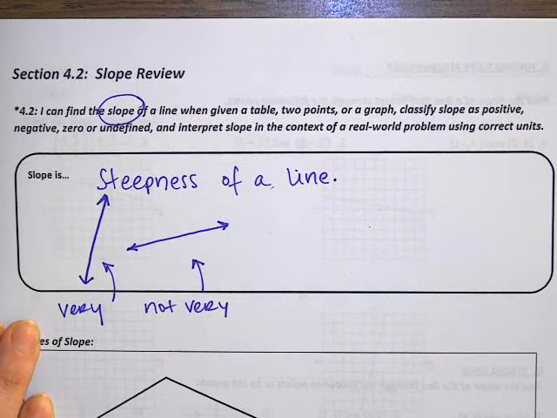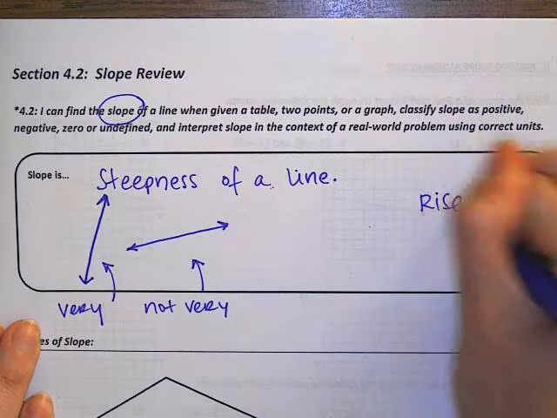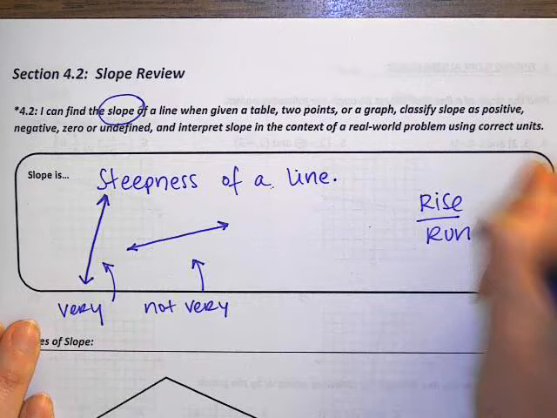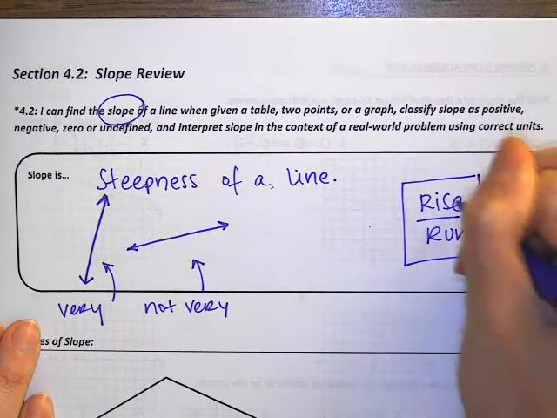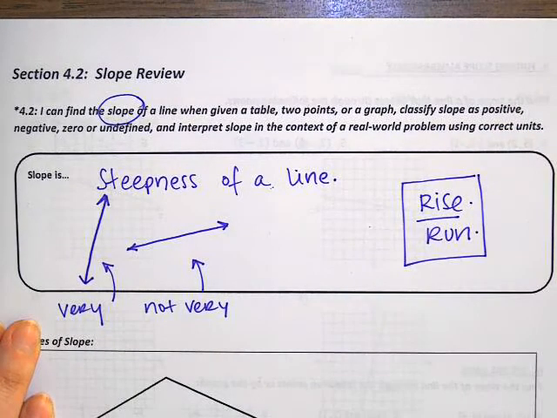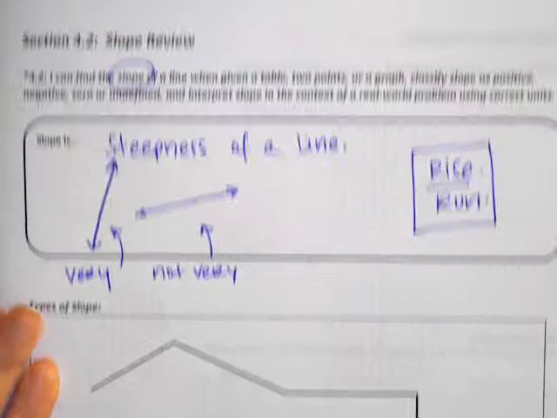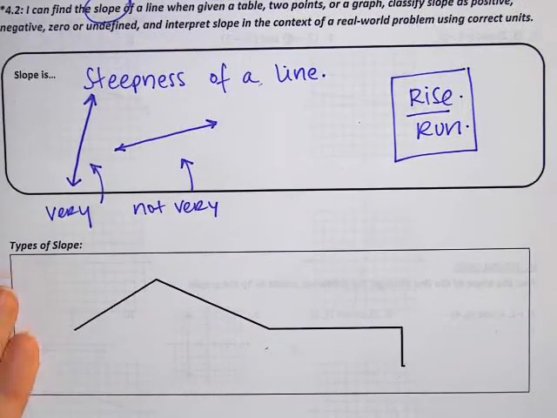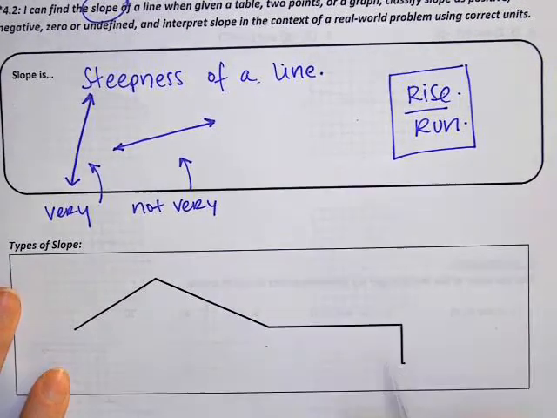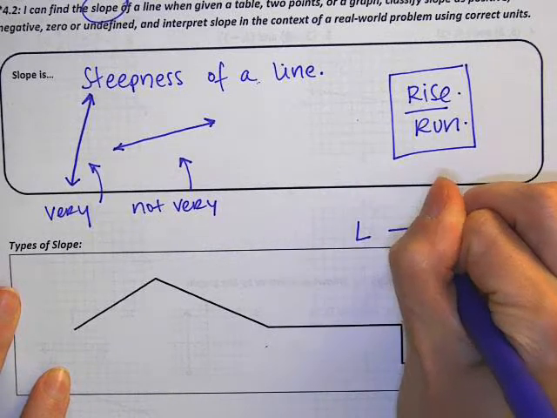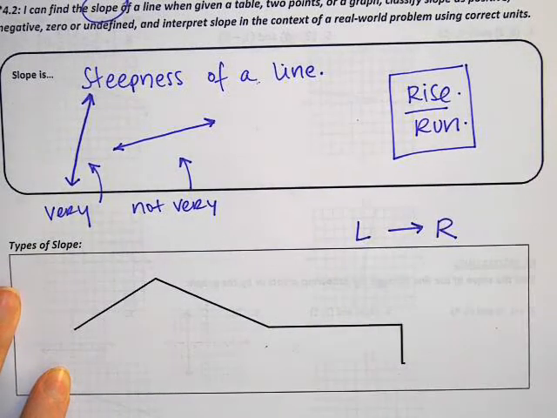Another thing about slope is a lot of people think of it as rise over run. How much does it rise over how much does it run? And we'll talk more about that later. So here are all the different types of slope. One thing to note, guys, you always look left to right. Okay, always look left to right.